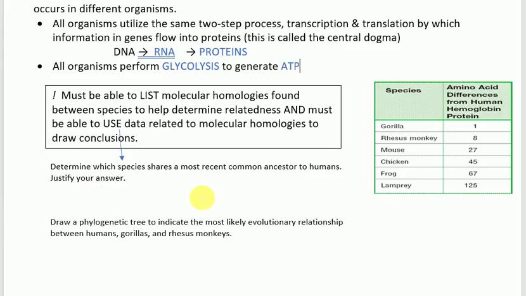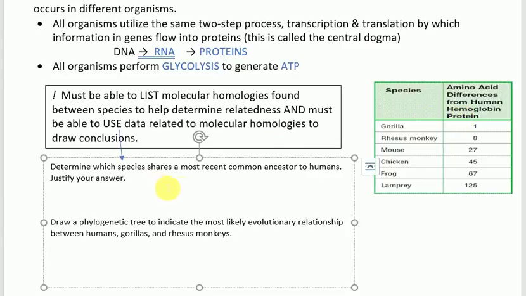So the first thing that you need to look at is most recent common ancestor. So basically that means which one is more related to humans. And in this case, it would be the gorilla. And we are looking at amino acid differences in the hemoglobin protein. So basically you need to be able to justify your answers that we share all of the same amino acids except for one.